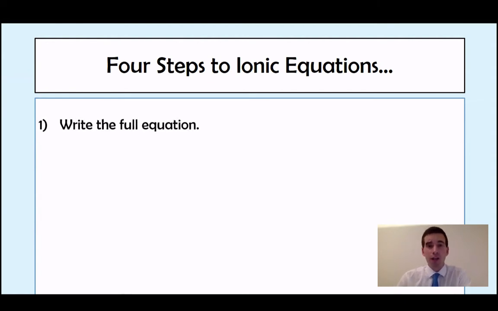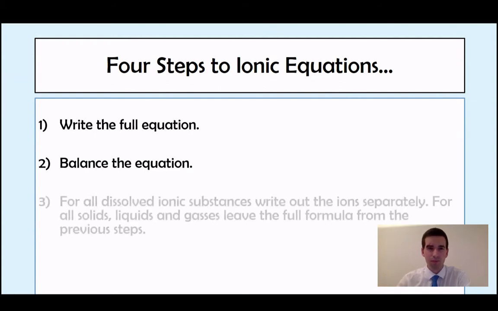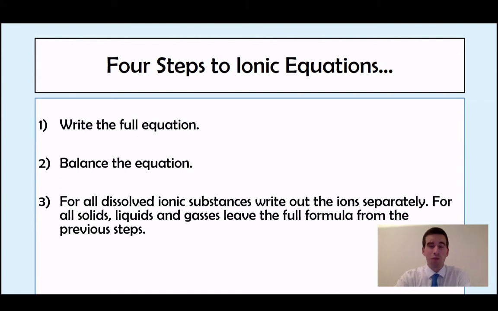The first one is just to write the full chemical equation. The second step is to balance it. This is very important, or you're going to have wrong amounts of ions at the end. The third step is for all dissolved ionic substances, you separate out the ions. For pure solids, liquids, gases, you leave them as you've already written. You do not separate them out. Even if it's an ionic solid, if it's not dissolved in water, you don't write the ions separately.